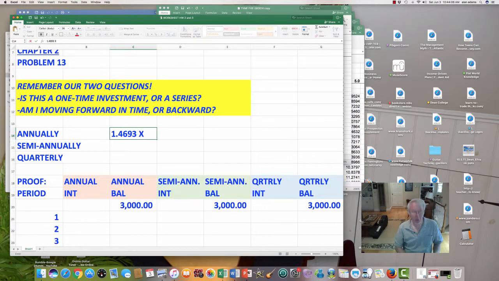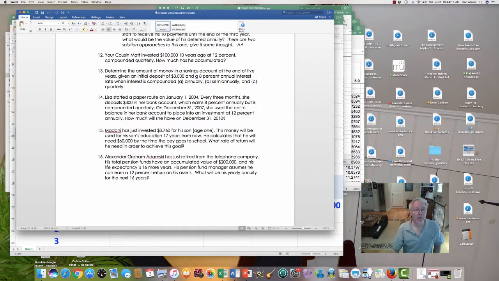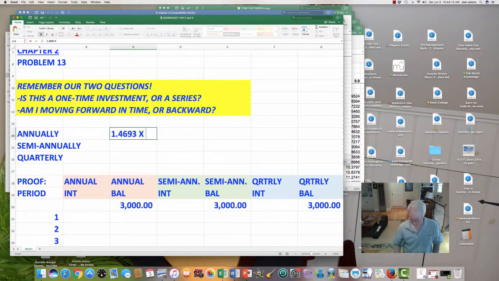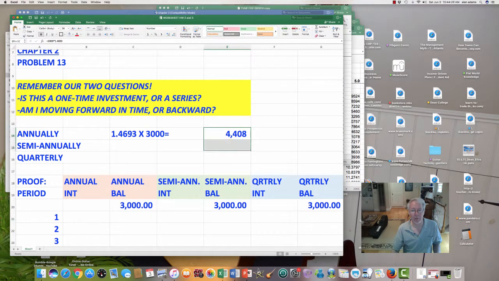1.4693, and we're going to multiply that by how much? We're investing $3,000, okay? All right, all you have to do is multiply it out. So I'm going to take $3,000 multiplied by the factor I gave you, and we get 4,408, and I'm just going to give us pennies there, like that.